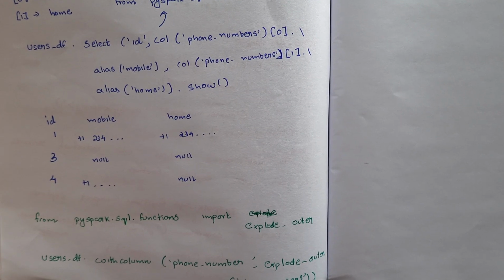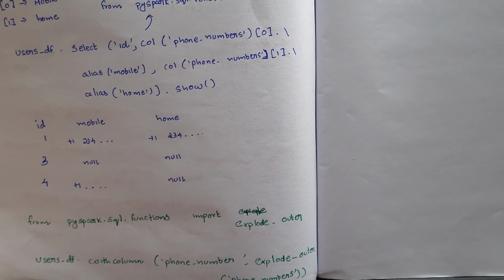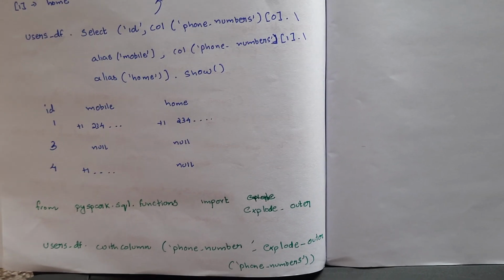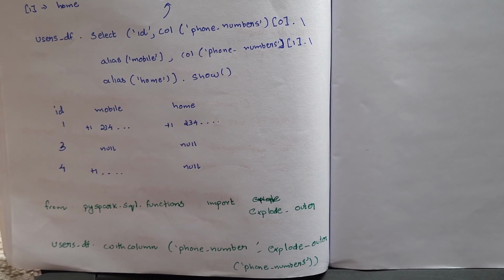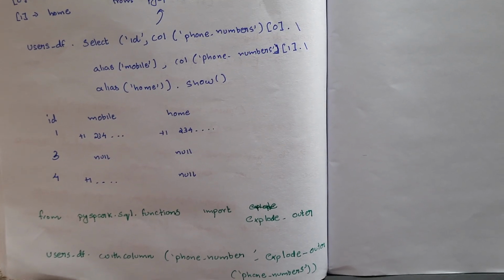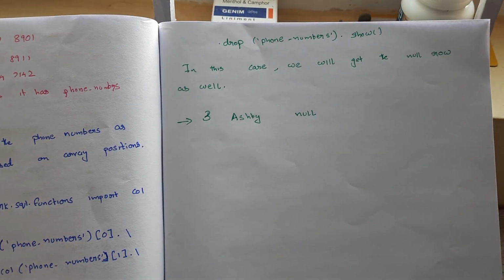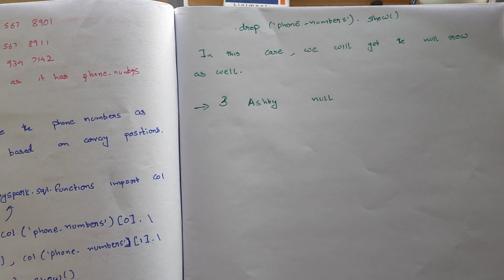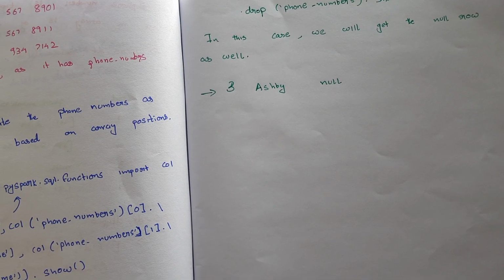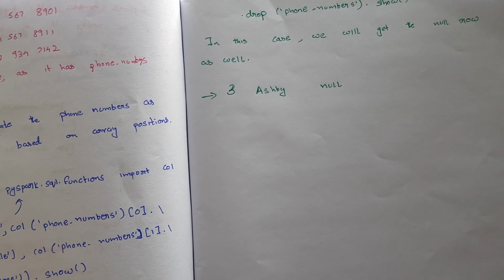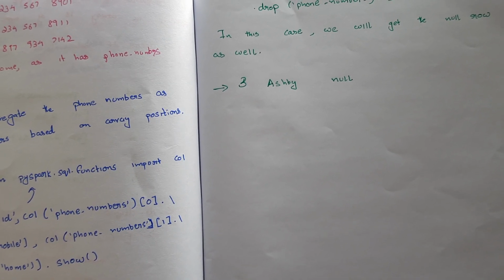We have one more function, which is from pyspark.sql.functions import explode_outer. The difference between explode and explode_outer is that explode will eliminate the null values, while explode_outer will include the null values as well. I'm doing the same operation with explode_outer on phone_numbers. In this case we get the null rows as well. So we get the same output as explode with one extra line added, id 3 with a null value in the phone number field. So this is the difference between explode and explode_outer.